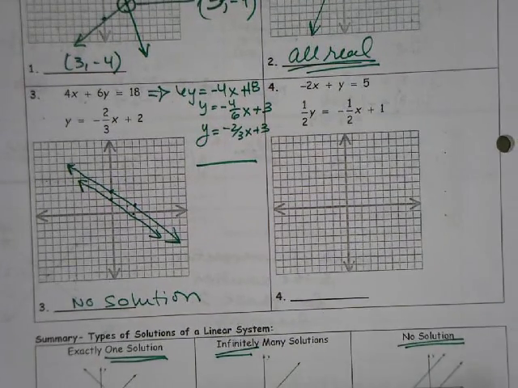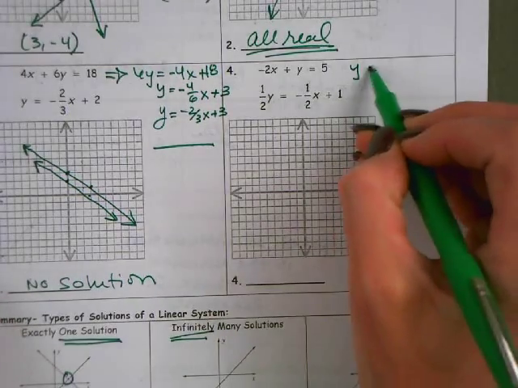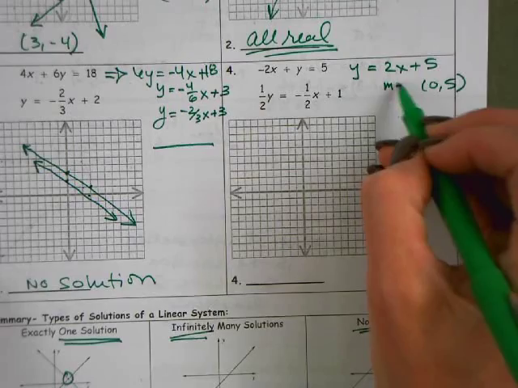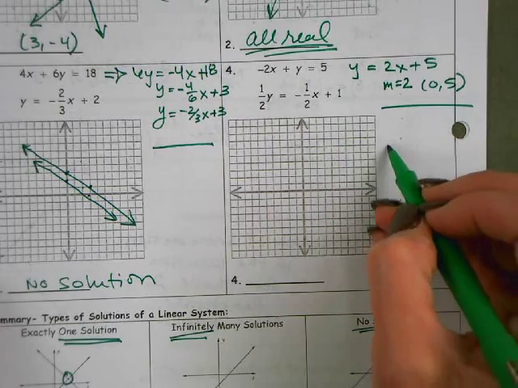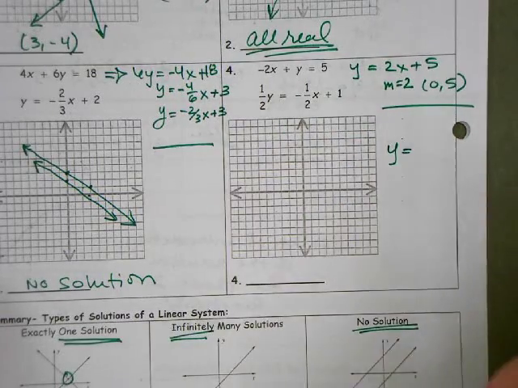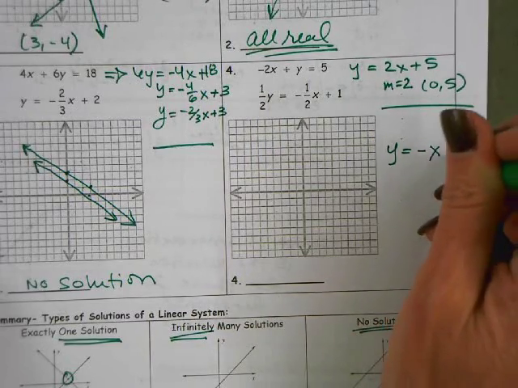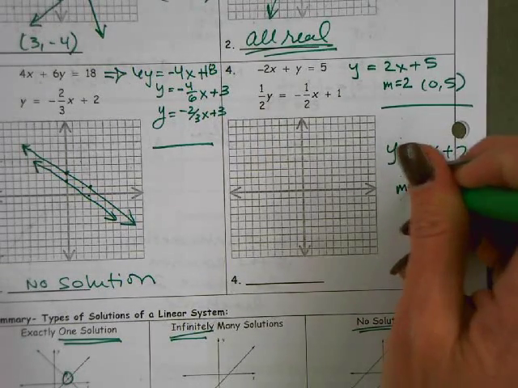If you did 4, did everyone get to 4? Did anyone not get to 4? Let me do it real quick. Okay, so number 4 is, if you do y equals mx plus b, I'm going to get y equals 2x plus 5. So I have (0, 5), and my slope is 2. Okay, on this one, I got to divide by 2, or multiply by 1/2. So I get y equals negative x plus 2. So I have (0, 2), and I have slope equals negative 1.